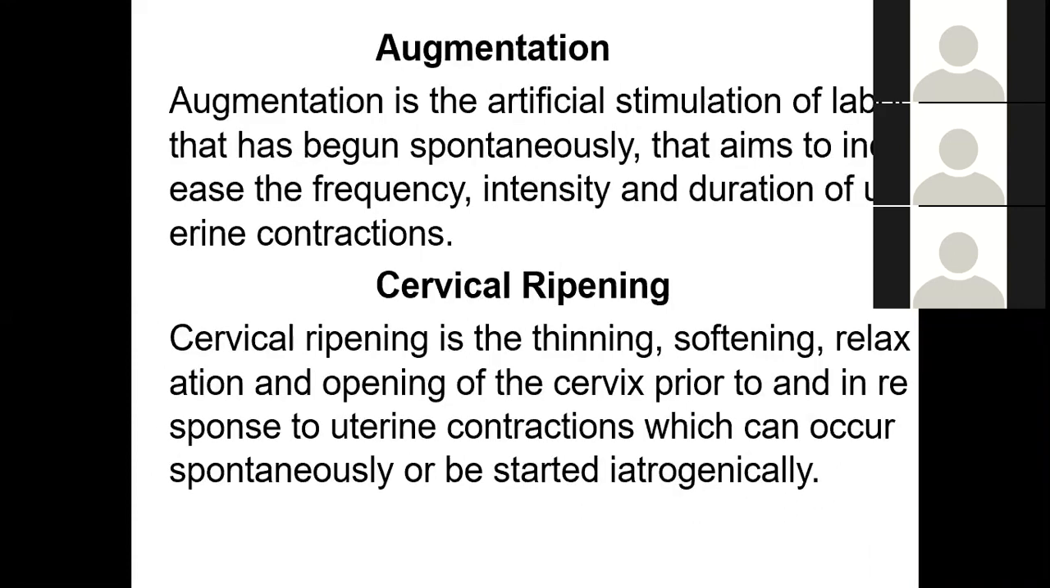Augmentation of labor is the artificial stimulation of labor that has already begun, that aims to increase the frequency, intensity, and duration of the uterine contractions. Then cervical ripening is the thinning, softening, relaxation, and opening of the cervix prior to and in response to uterine contractions, which can occur spontaneously or be started iatrogenically.